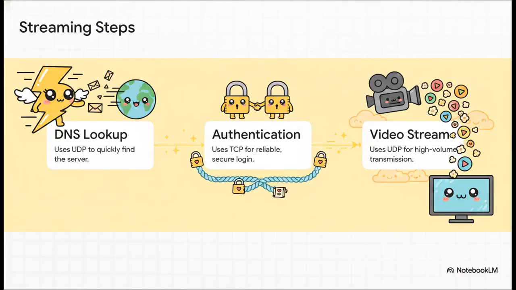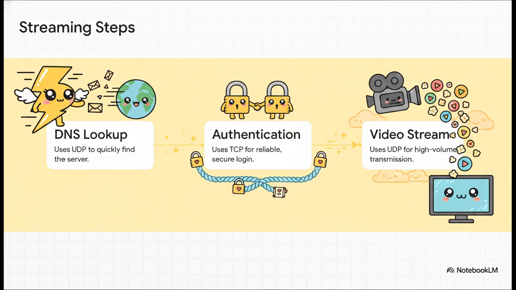Finally, Section 5, Protocols in Action. Now that we've seen the byte-level architecture, let's zoom all the way back out. Imagine you sit down to stream a movie tonight. Walk through this exact sequence with me. Step 1. Your computer needs to find the server quickly, so it uses the lightning-fast UDP courier to query the DNS.